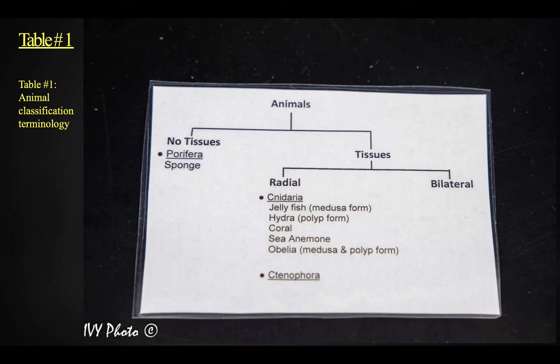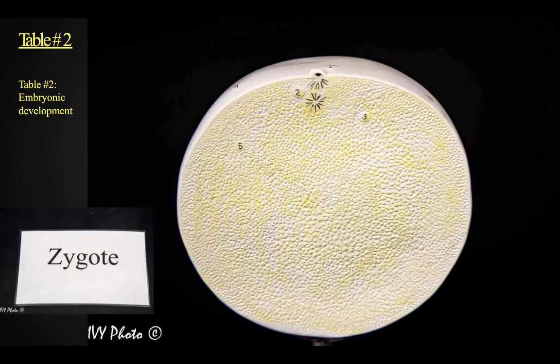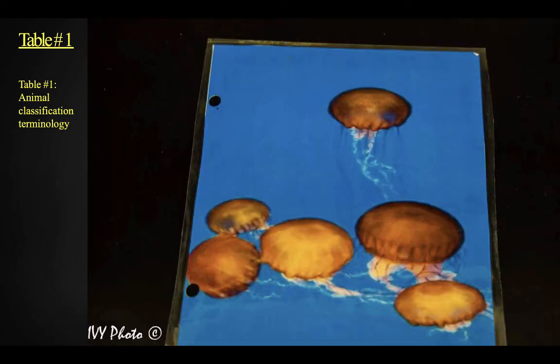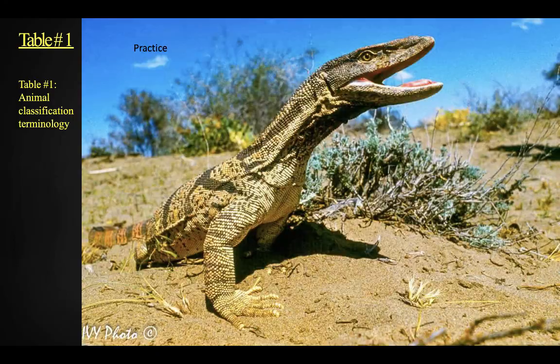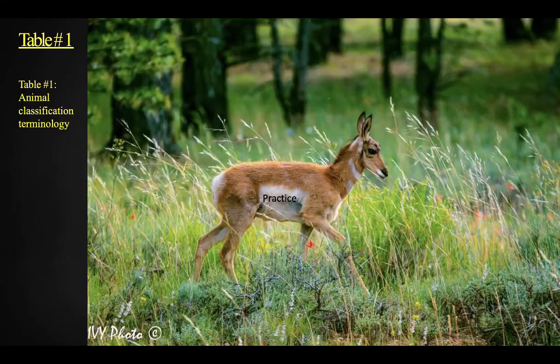Body cavities, use the picture given, draw the body cavity, label the 3 germ layers, and describe how each body cavity is different than the other. So this is the one where they're going to label, no, that's not it. This is just awful. It's not a very good. The lab itself is good, but the pictures just aren't.